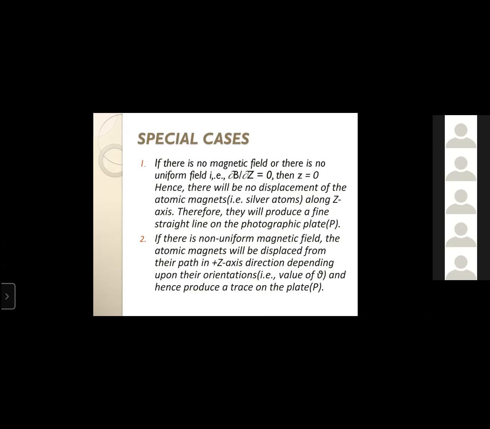If there is a non-uniform magnetic field, the atomic magnets will be displaced from their path in the plus z-axis direction depending upon their orientations and hence produce a trace on the plate P.